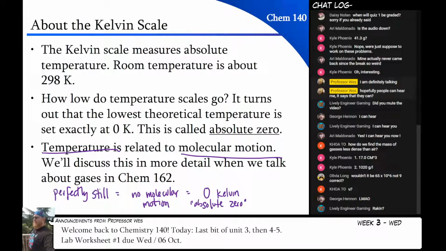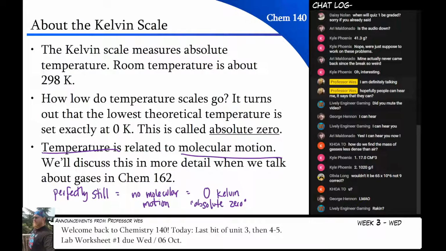Absolute zero is the lowest theoretical temperature when we define temperature this way. If temperature is just how fast things are moving and how much kinetic energy they have, then if there's no movement, there's no temperature, and we'll call that 0. Now, that is a theoretical temperature. It's not a practical temperature that we can easily reach.